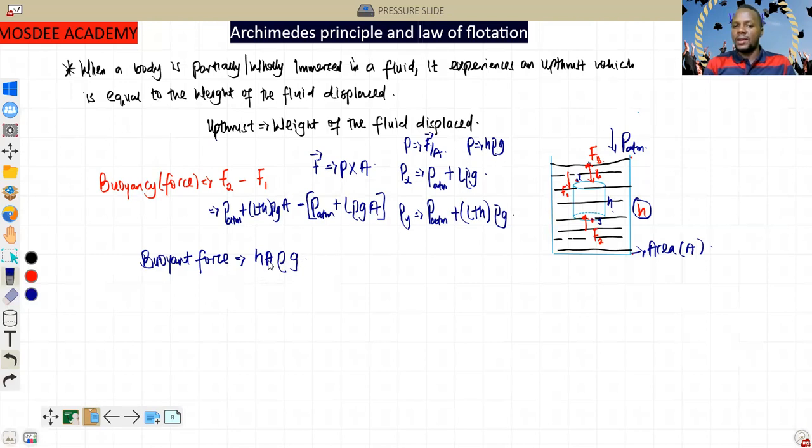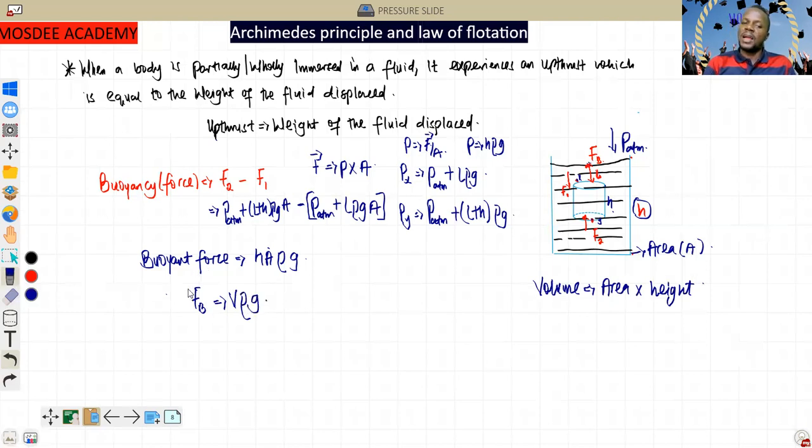Now from early classes, area times height is what? We said volume is equal to area times height. So directly we can now say the buoyant force, which I will call FB, is equal to height times A, which is volume. That is V, rho, and G.